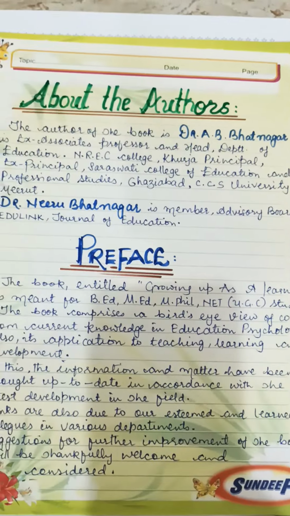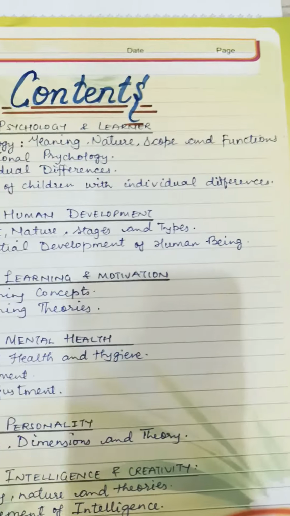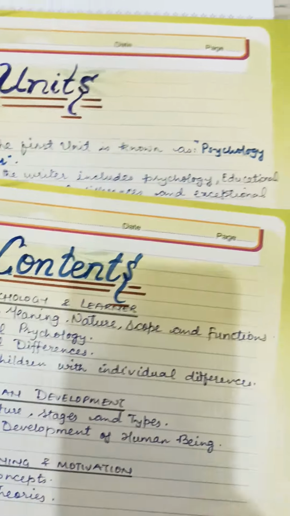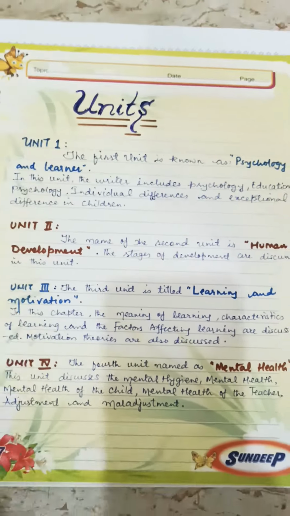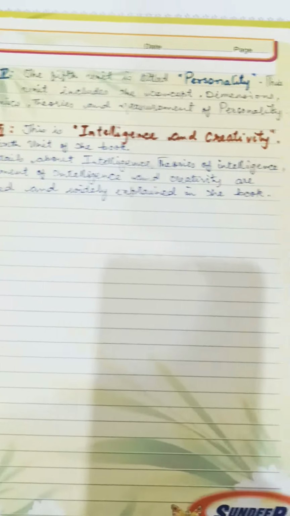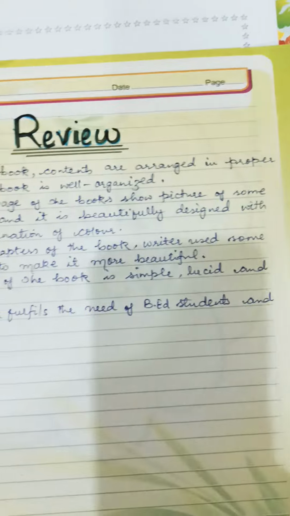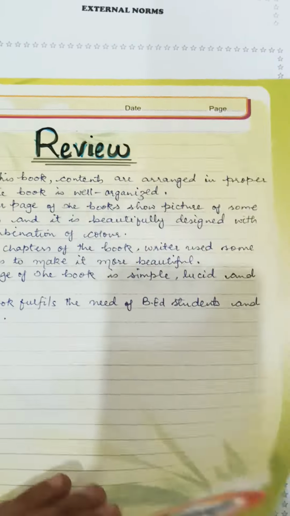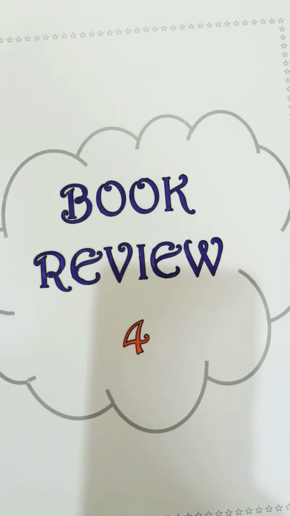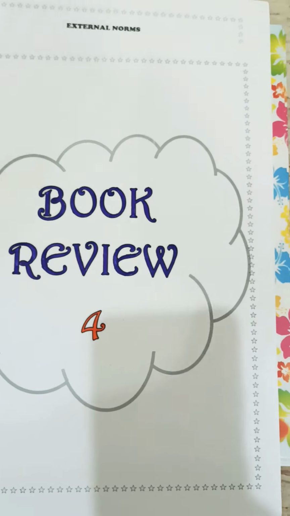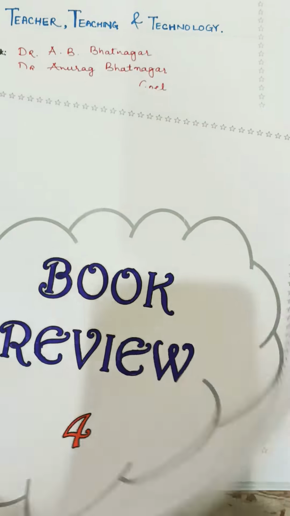We move into the internal norms, the author, the preface, the contents again here, then the units. Then we have discussed briefly about the units. And then the review of the book, which is very, very important. It's similar to the feedback suggestions that we give. Then we have book review number 4.